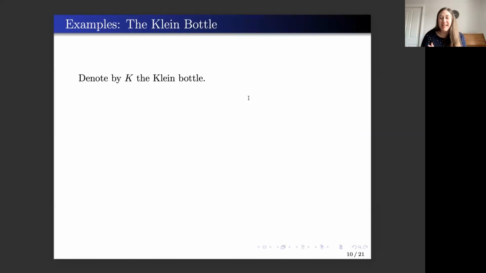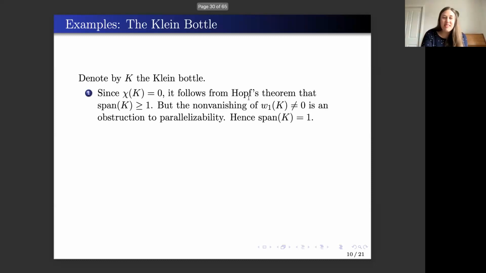Okay, 2 more examples. These are more concrete, and then we'll be done with examples. Let K be the Klein bottle, so a surface. First of all, the Euler characteristic of the Klein bottle is 0. If you don't remember this, the Klein bottle is doubly covered by the torus. So you can just compute the Euler characteristic of the torus and then divide by 2.